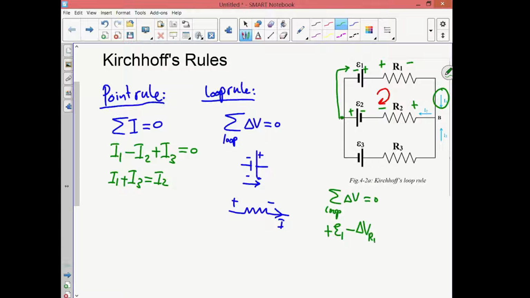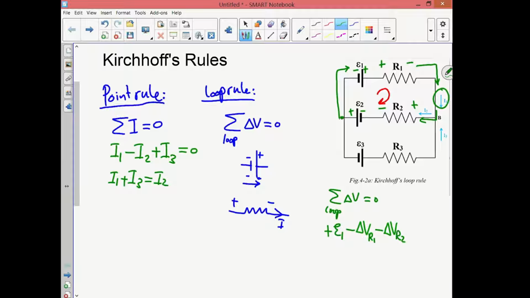Now let's keep going. We are here now, and we will move in this direction and then keep going in the upper loop. The next item that we will see is going to be the resistor R2, and we are moving again from a point of high potential to a point of low potential, which is going to be a drop in potential, or a negative potential difference of value delta V R2.